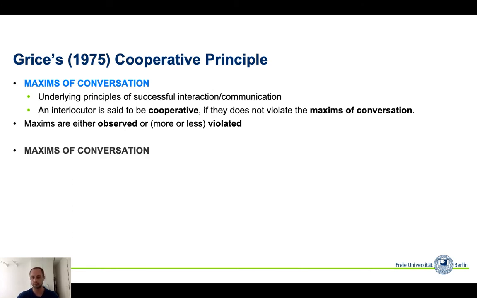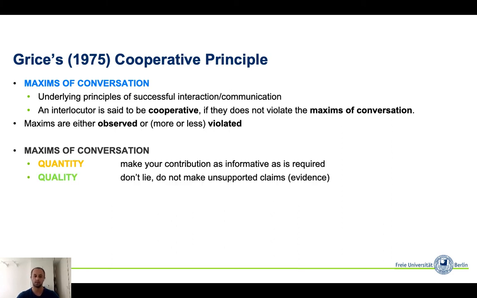Right. And he then said that there are these four basic maxims of conversation. So the first one would be the maxim of quantity. The contribution we make should be as informative as is required. We should not say more and we should not say less. Then there is the maxim of quality, meaning we should not lie. We should not make unsupported claims.